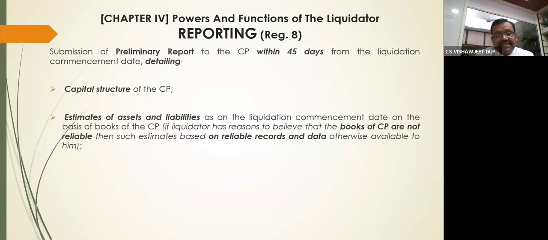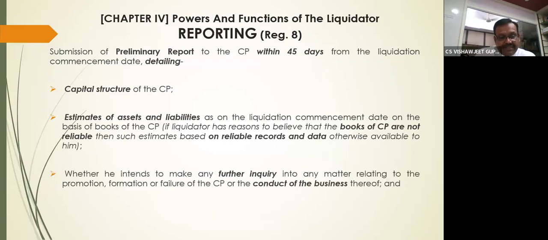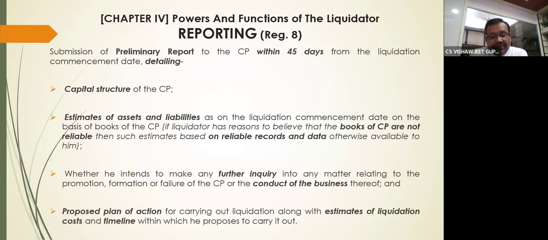Now, estimates of assets and liabilities as on the liquidation commencement date on the basis of the books of the CP, corporate person. If the liquidator has reasons to believe that the books of the CP are not reliable, then such estimates are based on the reliable records and data otherwise available to the liquidator. So he will make the estimates of the assets and liabilities. Whether he intends to make any further inquiry into the matter relating to the promotion, formation or failure of the CP or conduct of business thereof, he will have to mention in the preliminary report.